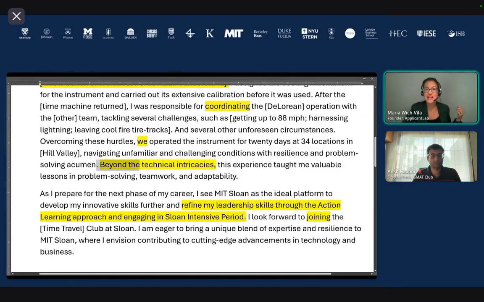And then the final sentence of the main body of this paragraph. Beyond the technical intricacies, this experience taught me valuable lessons in problem solving, teamwork, and adaptability. Beyond the technical intricacies is where the bulk of your cover letter should be. Tell me about the valuable lessons, especially in teamwork. I mean, any of these, the problem solving, the teamwork, and the adaptability, but the problem solving is implicit because the other way, I know that you're a good engineer, or at least you're competent from your resume.